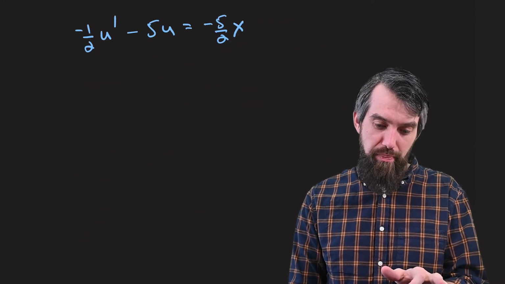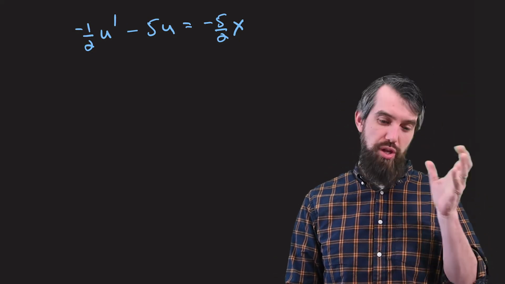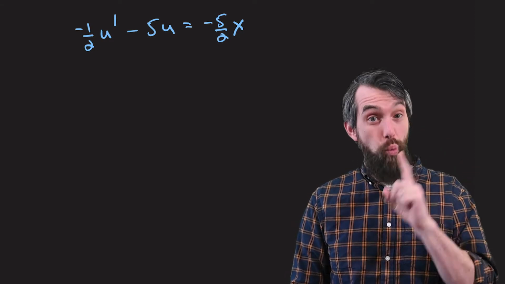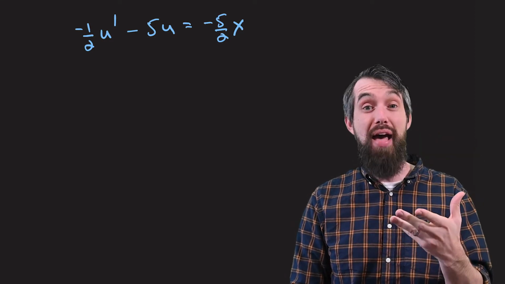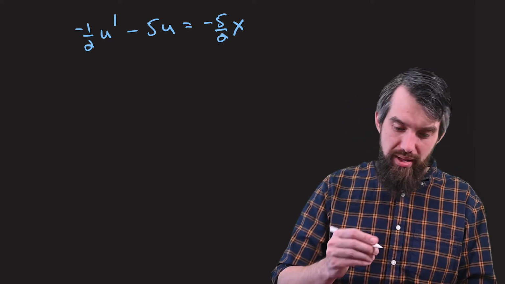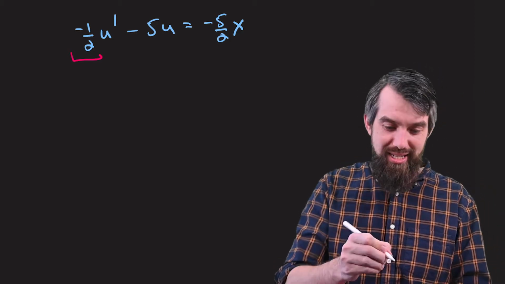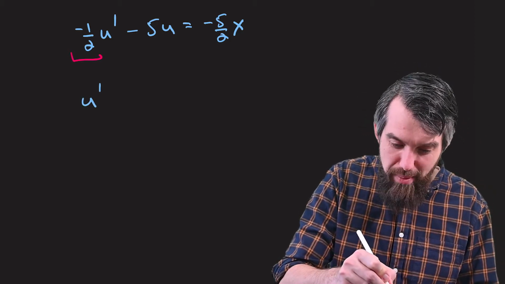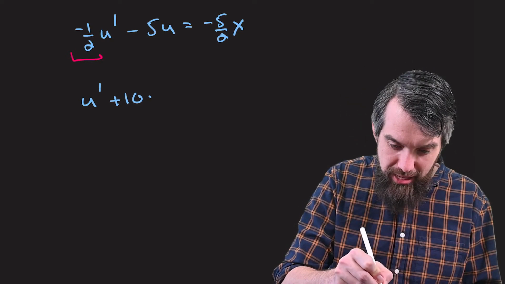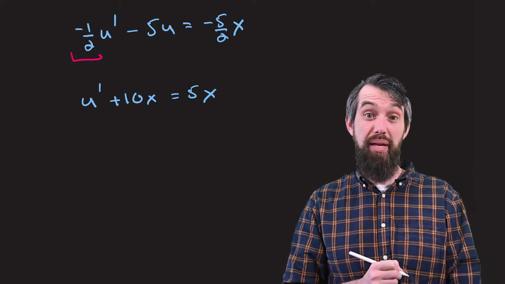So when I look at this equation, the first thing I note is it is linear: u prime with the coefficient function of minus 1/2, u with the coefficient function of minus 5, and 1 with the coefficient function of minus 5/2 times x. It's not actually yet in standard form, so that's a little trick. We've got this minus 1/2 here. So if I want to convert it to standard form, which just has a u prime out the front, then I'm going to multiply everything by minus 2. So that's going to give me plus 10u, and then that's going to be equal to 5 times x. That makes it a bit cleaner.